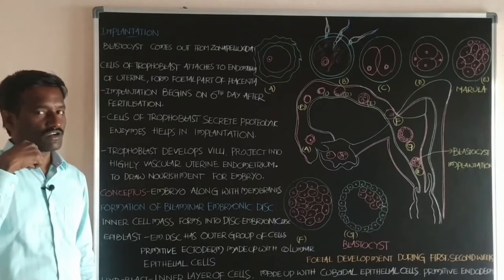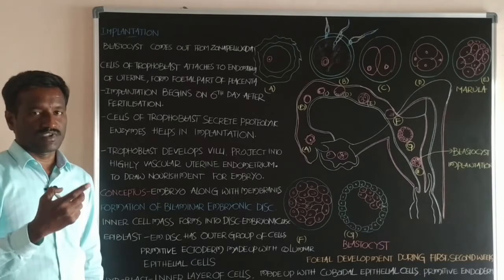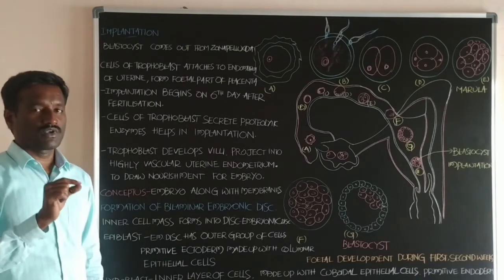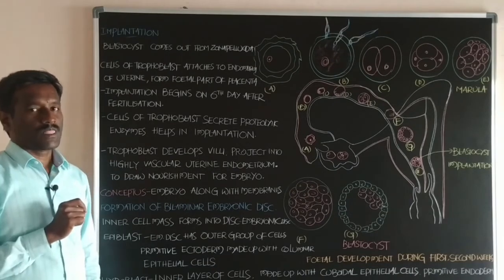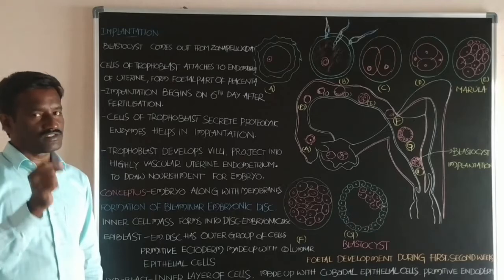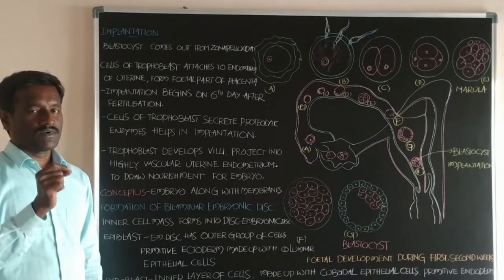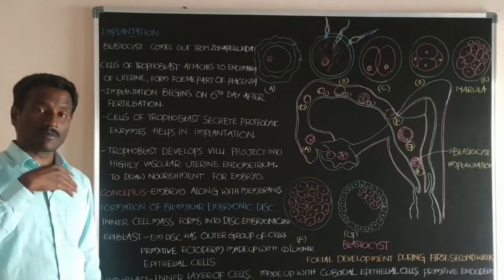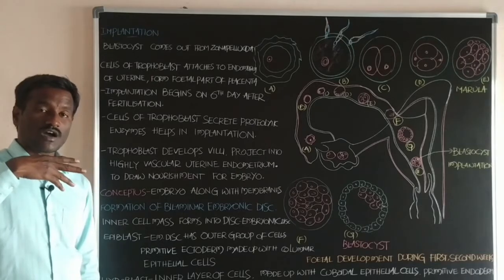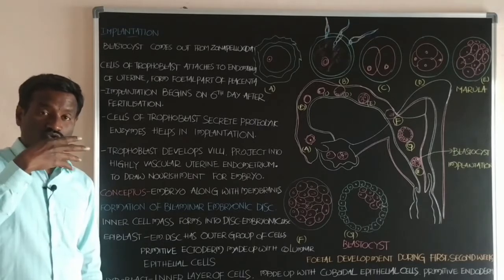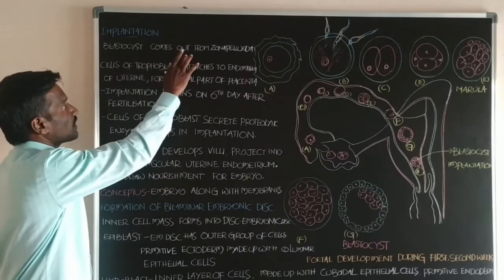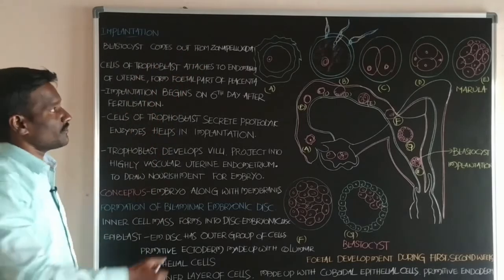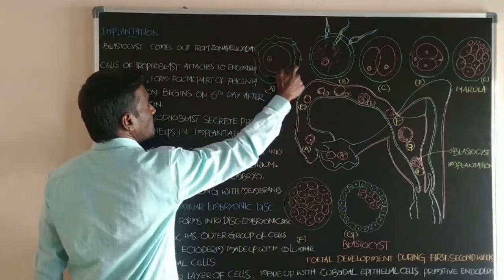By the action of the trypsin enzyme, the zona pellucida is dissolved and disintegrates. After some time, the zona pellucida disappears. The blastocyst comes out from the zona pellucida. This is the zona pellucida, student.